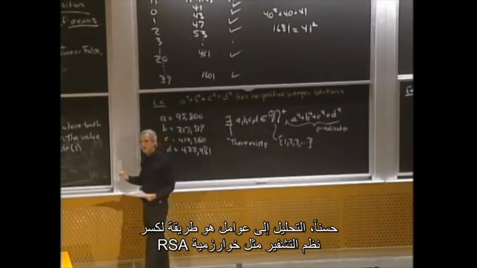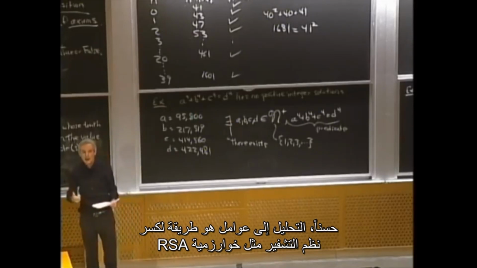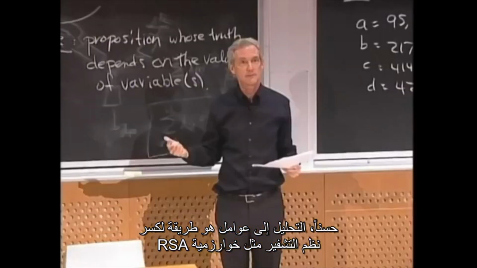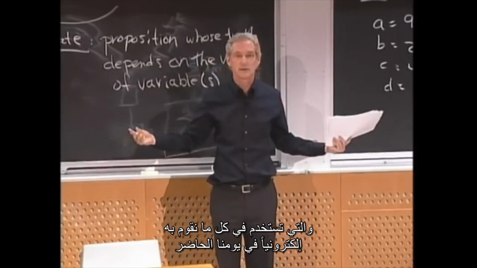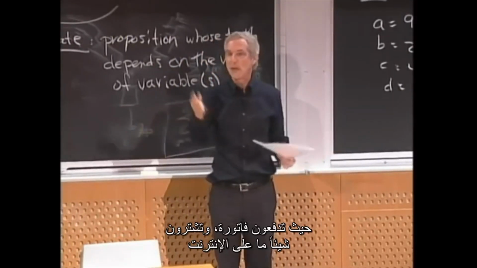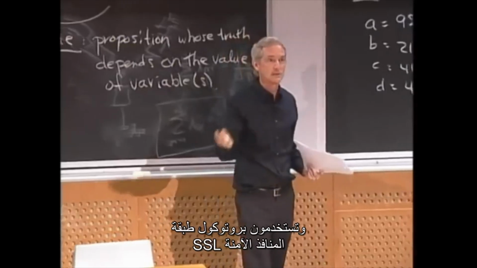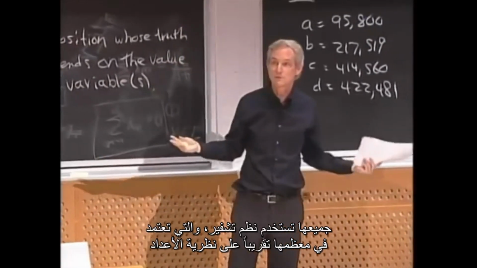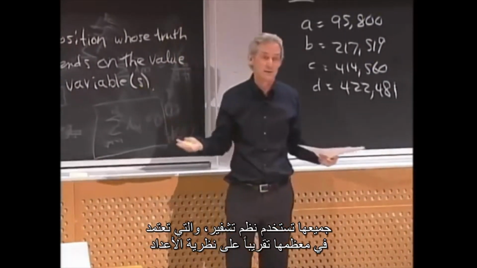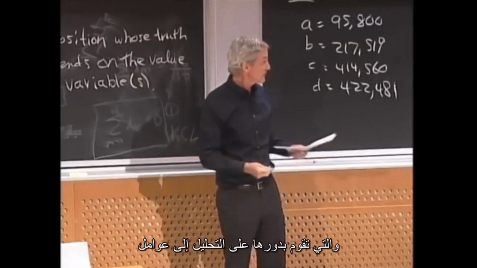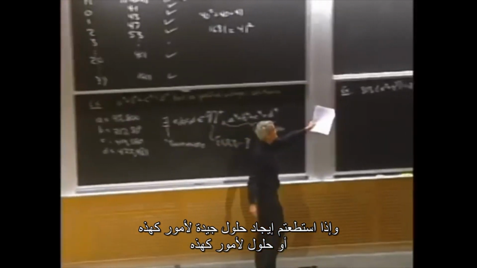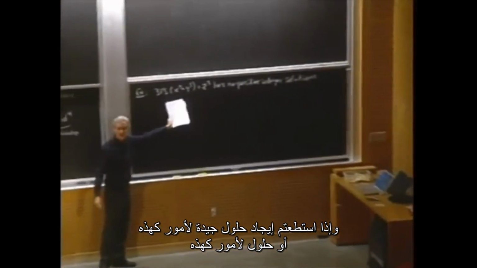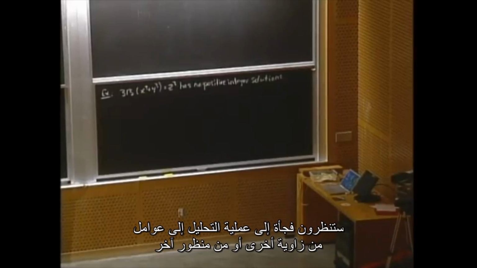Well, factoring is the way to break crypto systems like RSA, which are used for everything that we do electronically today. You have a PayPal account, you buy something online, you're using SSL. They're all using crypto systems, almost all of which are based on number theory. And in particular, they're based on factoring. And if you can find good solutions to things like this, or solutions to things like this, all of a sudden you can get an angle and a wedge on factoring.